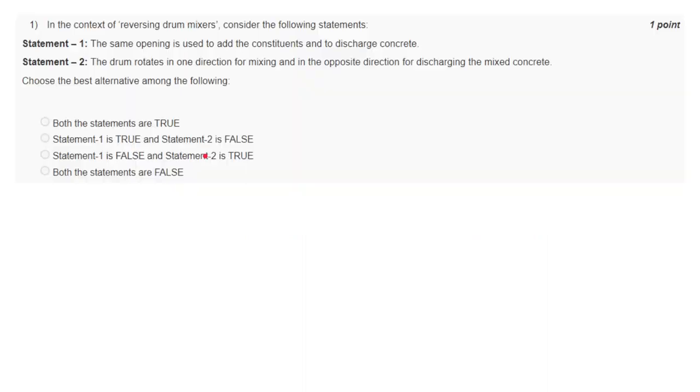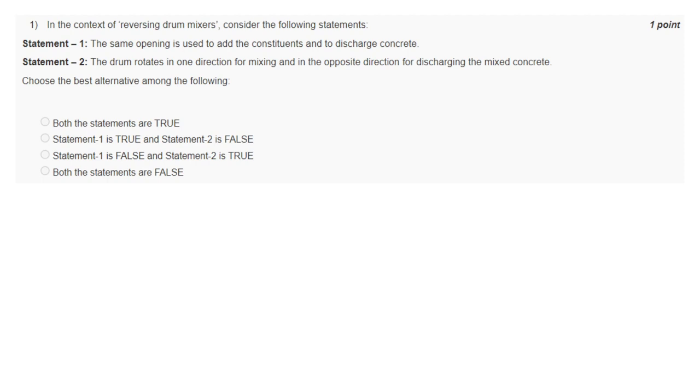So the first question is, in the context of reversing drum mixers, consider the following statements. Statement 1, the same opening is used to add the constituents and to discharge concrete. Statement 2, the drum rotates in one direction for mixing and in the opposite direction for discharging the mixed concrete. Choose the best alternative among the following. Both the statements are true. One is true, two is false. One is false, two is true. Both the statements are false.